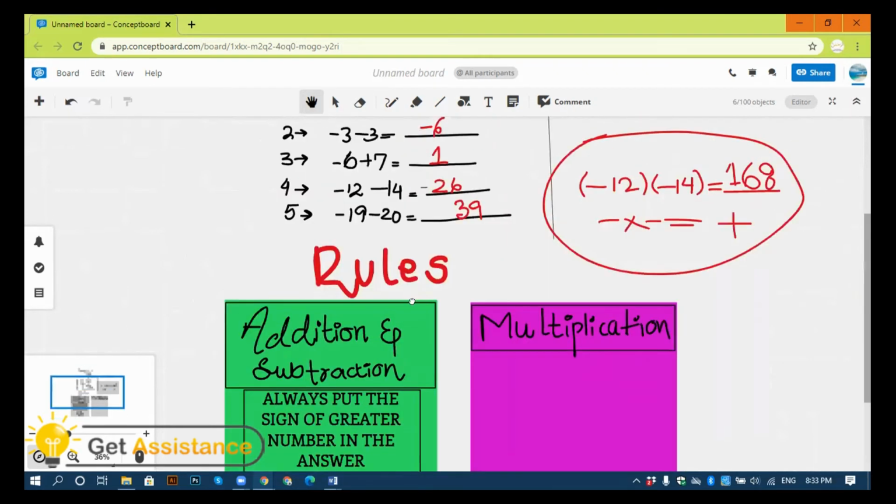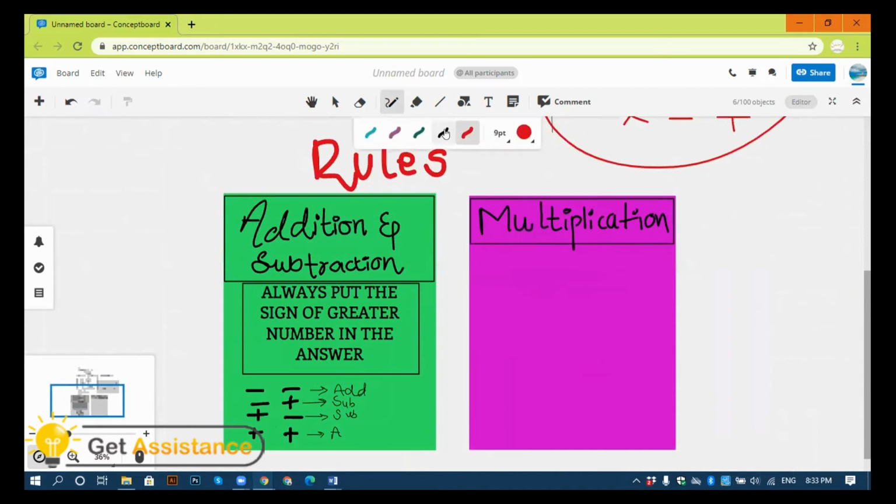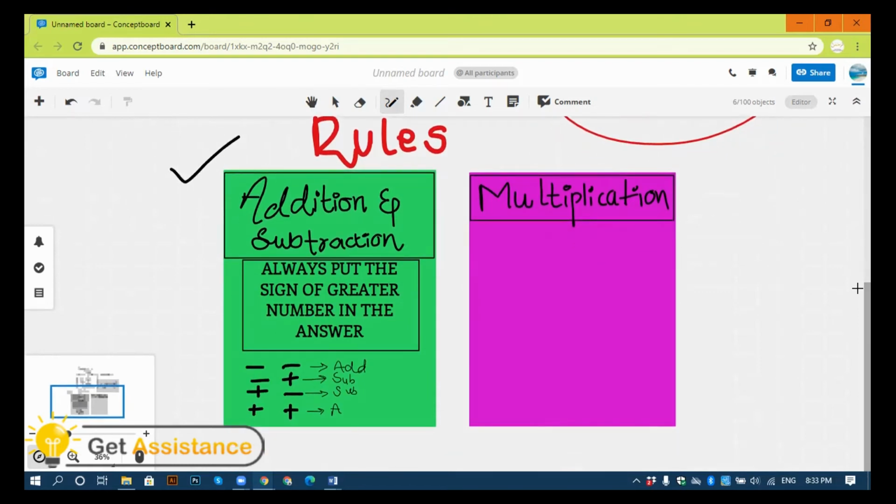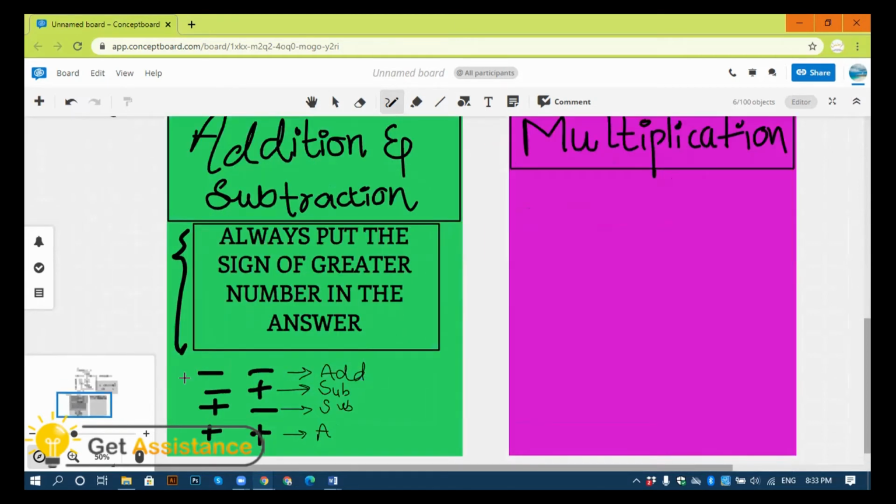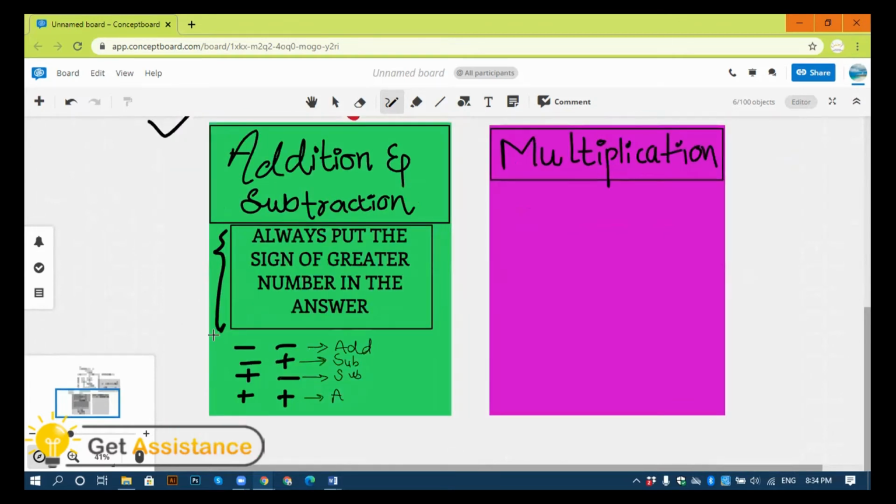Okay, here I have written the rules as well. So before explaining the rules, let me just explain the rules to you. Wait a minute. Okay, so you can see this table over here in the green. Yeah. Okay, addition and subtraction. So first of all, let's talk about the results, okay? You always put the sign of the greater number in the answer. That's the key, okay? So whenever two negative signs are with each other, you add. Whenever one negative and one positive sign are with each other, you subtract. Whenever one positive and one negative sign is with each other, you subtract. And then two positive signs with each other, you have to add over here. Do you understand?